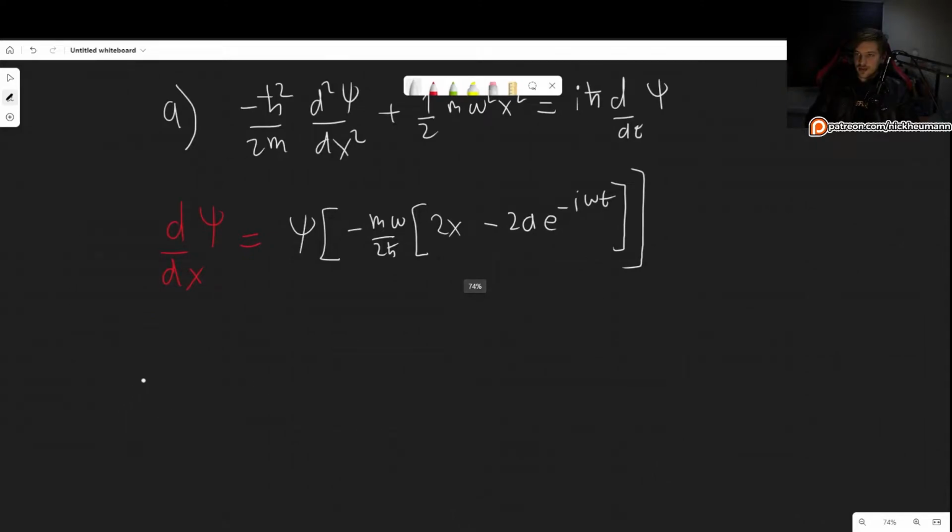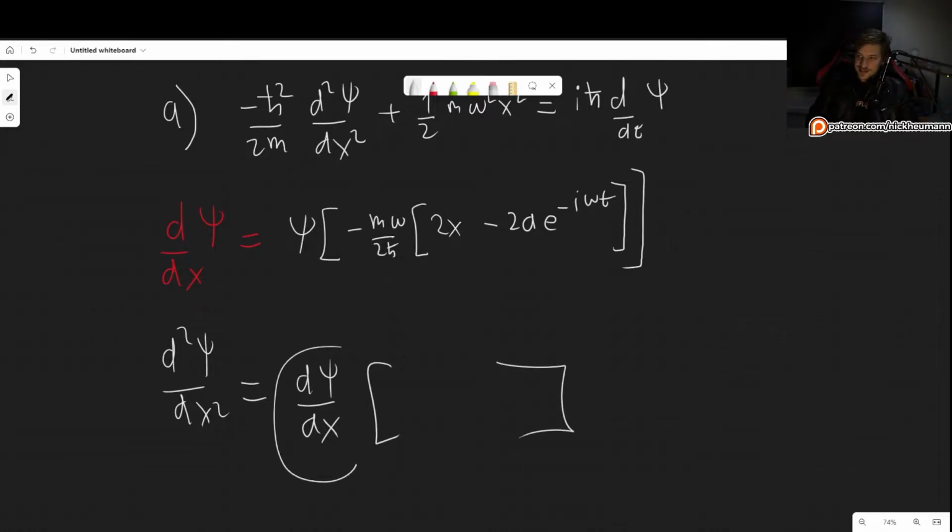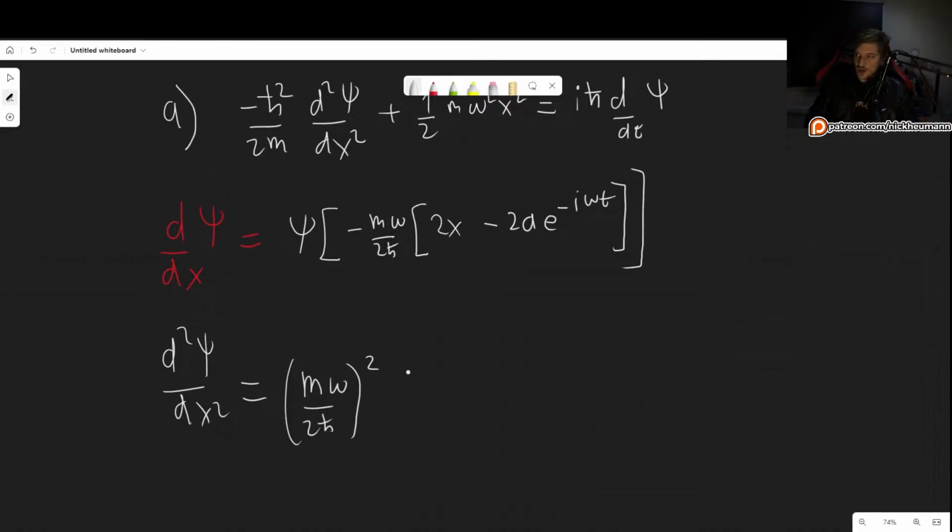Okay, so this is the first derivative. Now we want to derive that. So second derivative. Now this is the derivative of psi with respect to x times this parentheses. But this derivative is precisely the parentheses. So we get that parentheses squared. So we get, this minus will be a plus. I'm going to write it like this. So m omega over 2 h bar, and all of this is squared. And then we get this thing here. So 2x minus 2a e to the minus i omega t, squared, times psi.